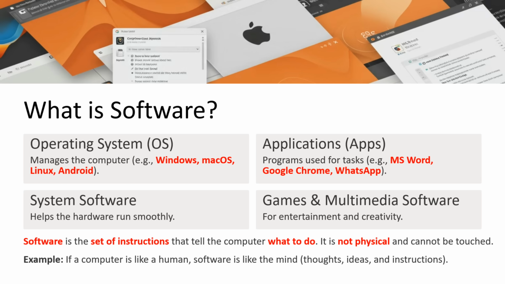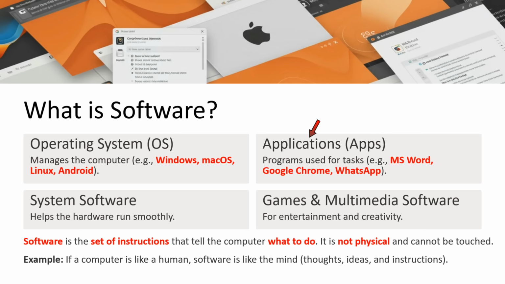What is software? Software is a set of instructions that tell the computer what to do. It is not physical and cannot be touched. For example, if a computer is like a human, software is like the mind, thoughts, ideas, and instructions. The operating system is used to manage the computer. Examples of operating systems are Windows, Mac OS, Linux, Android.